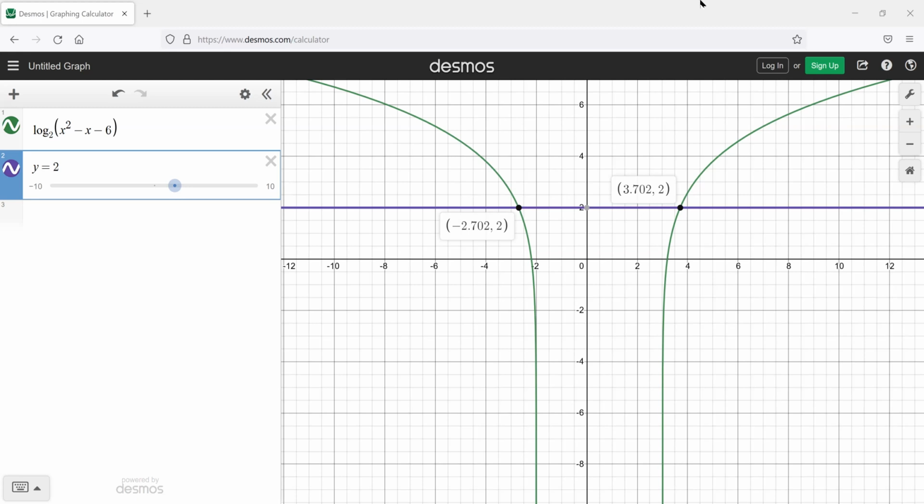And sometimes they want you to do them in a certain order. So just pay attention to whether it's the smallest one first.